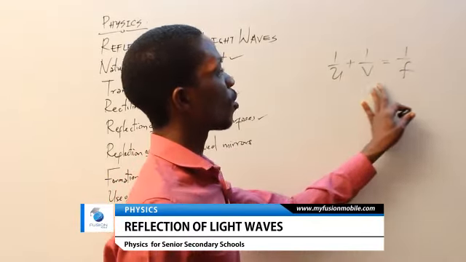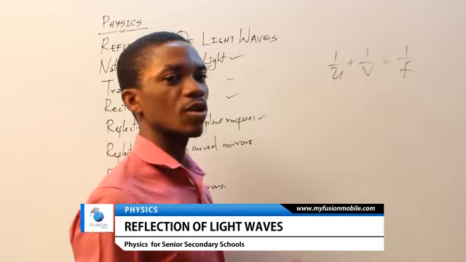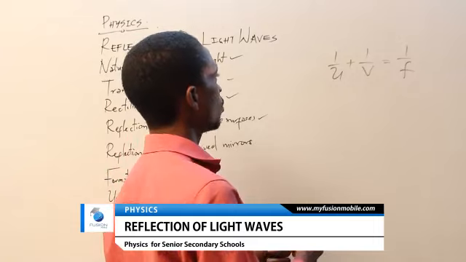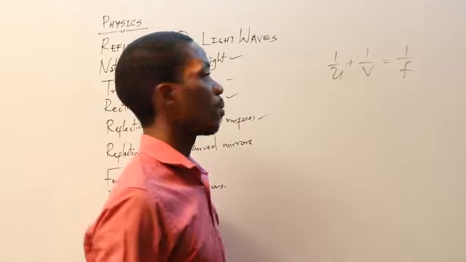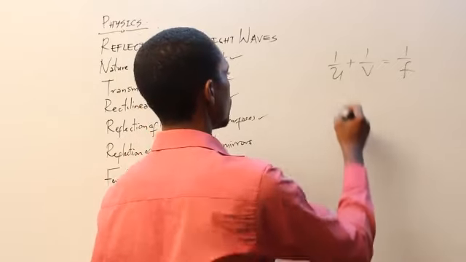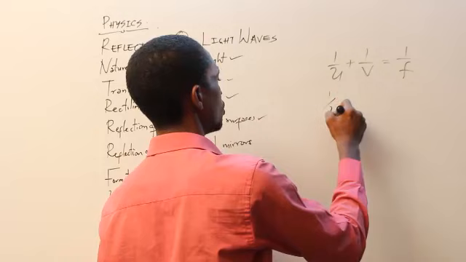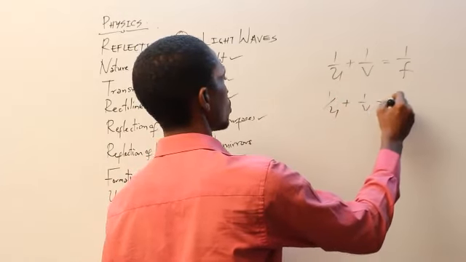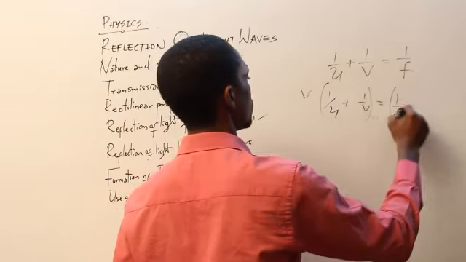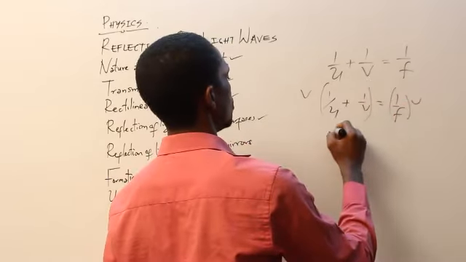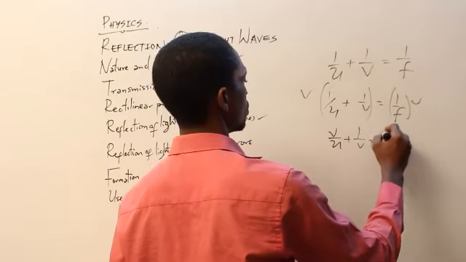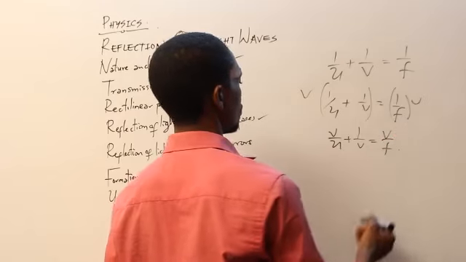This applies for, let's figure out whether it is converging light or diverging light. If we multiply the entire expression 1 over U plus 1 over V equals 1 over F by V, multiplying the whole expression by V, we'll have V over U plus 1 over V equals V over F.